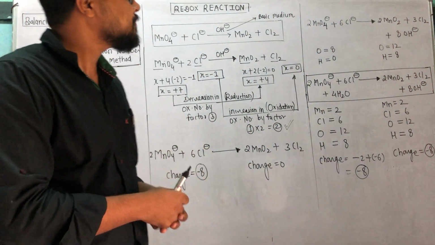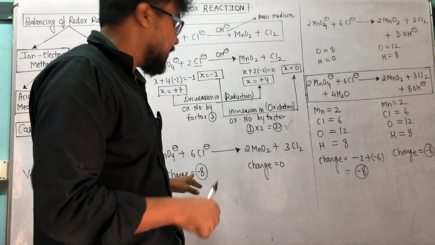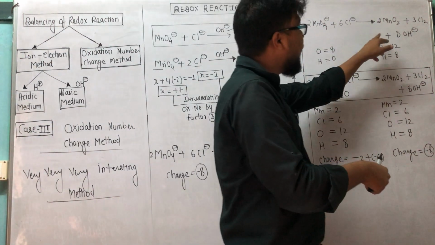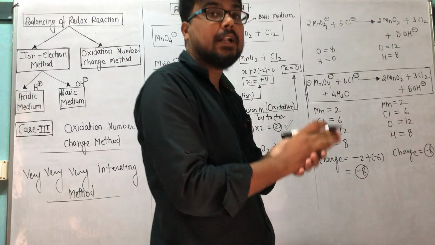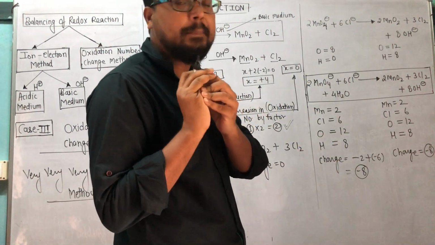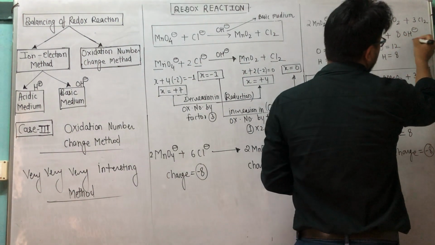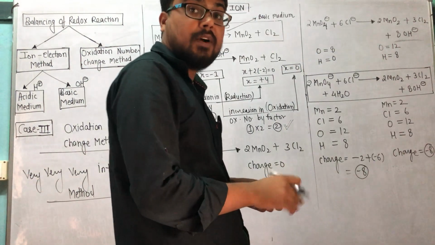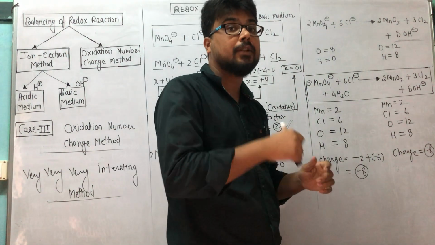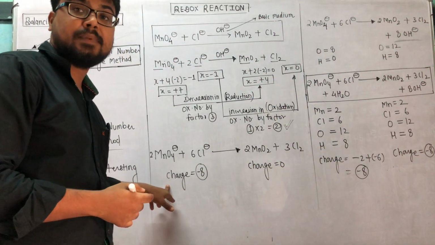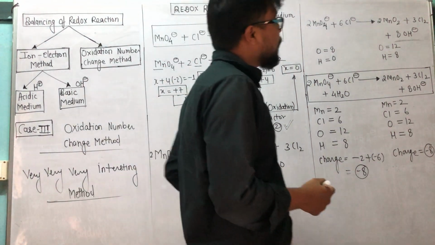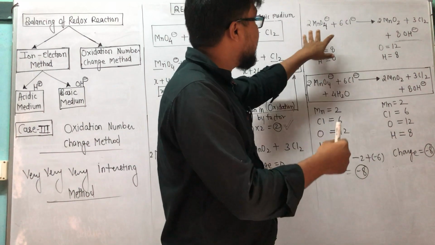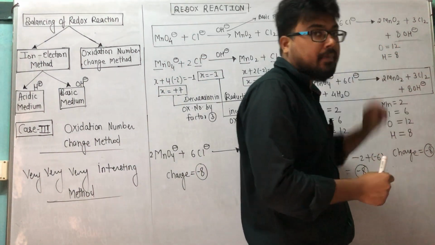So what I will do, I will add whatever the number of charge to the opposite side, left side or right side, by OH minus, because we are doing balancing in the basic medium, so I have to add this OH minus. And what will be the number of OH minus? It will be 8, because here charge is -8 and here charge is 0, so I add plus 8 OH minus. Now see, charge is equal now, here total -8 and here also -8.